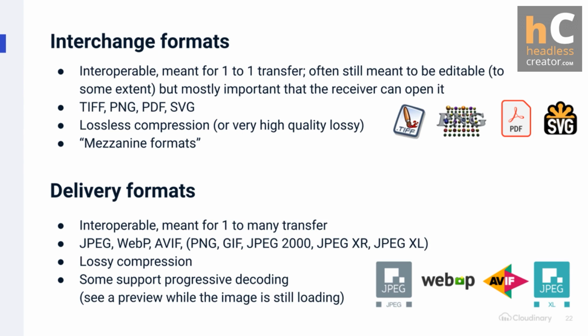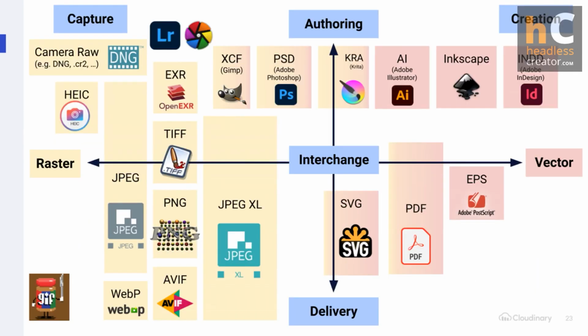So to summarize everything in an overview chart, basically I've tried to collect some of the more important formats in this chart. The horizontal axis is raster versus vector. So on the left you have the raster formats, on the right you have the vector formats. And the vertical axis is authoring versus delivery. So on the top you have the authoring formats, on the bottom you have the delivery formats.